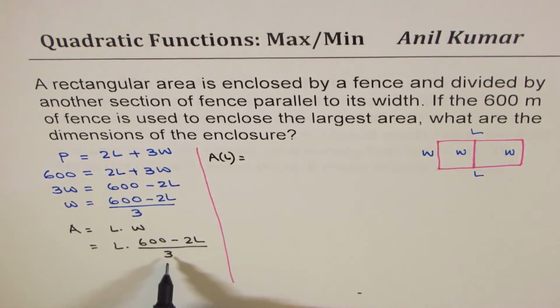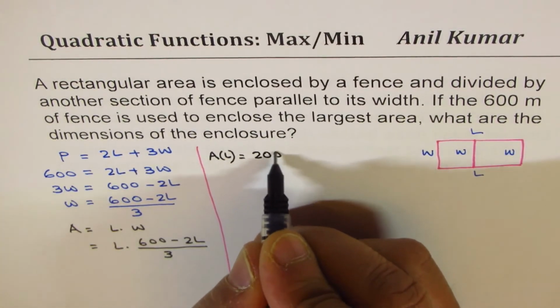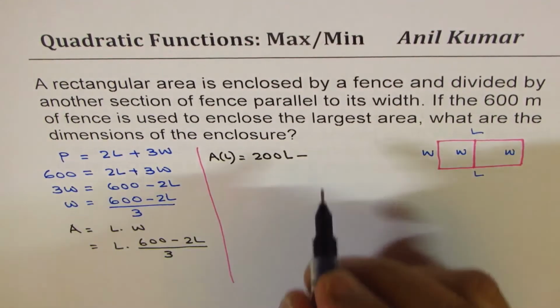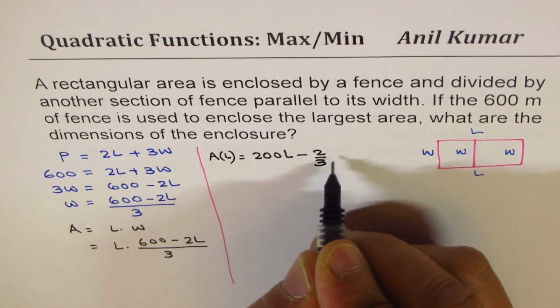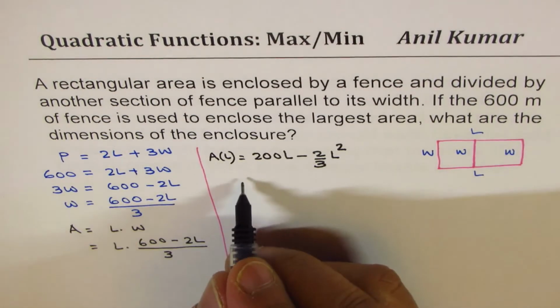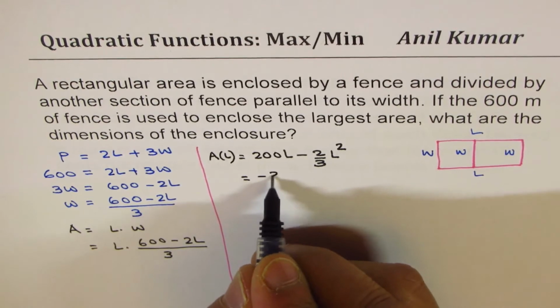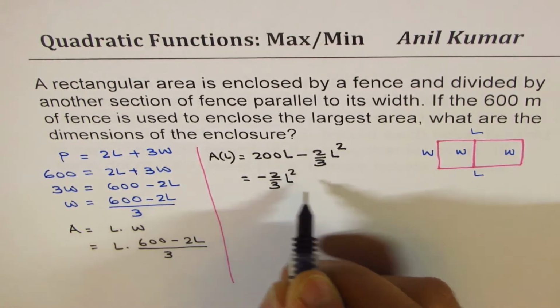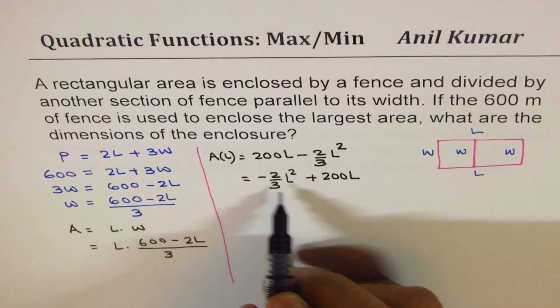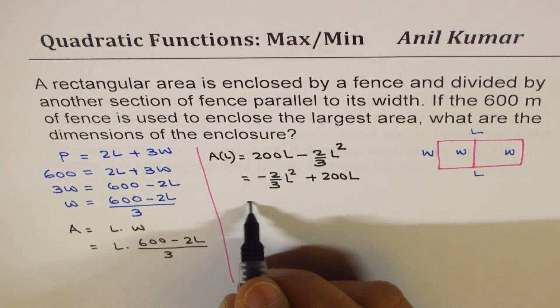So what we get here is 600 divided by 3 is 200. I could write this as 200 length minus 2 over 3 L square. That's what we get. So if I rearrange, I get minus 2 over 3 L square plus 200 L. We'll again complete the squares to solve.